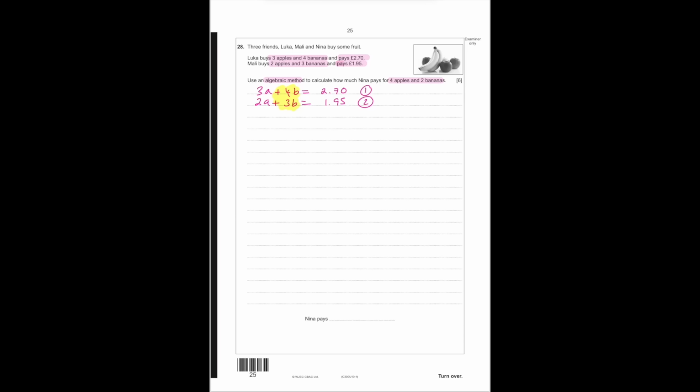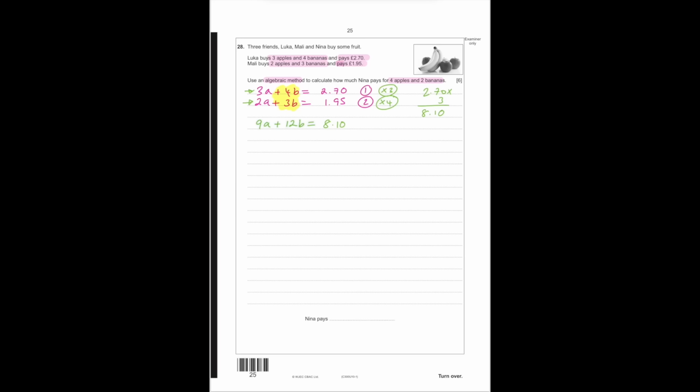Now I'm going to compare the b's, and I want them to have the same coefficient. I want the same number of b's. So I'm going to times this equation by 3, and I'm going to times this equation by 4. That'll give me 2 new equations. When I do equation 1 multiplied by 3, everything gets multiplied by 3. So 3a times 3, 4b times 3, and then £2.70 times 3, that's £8.10.